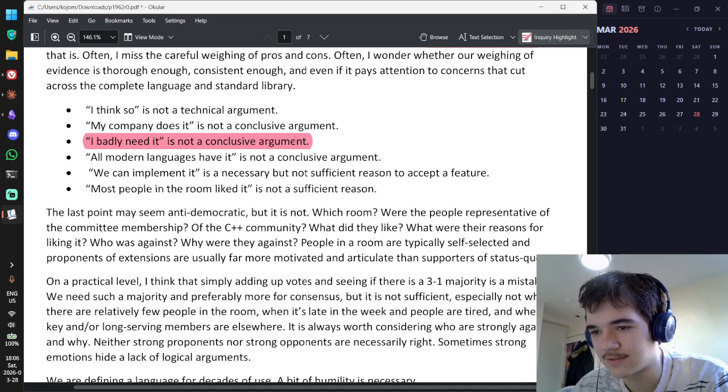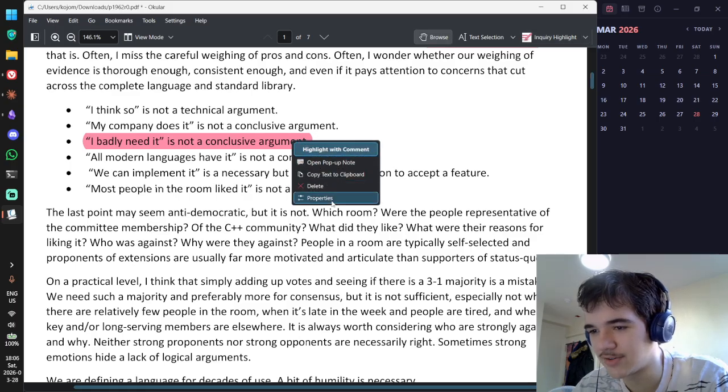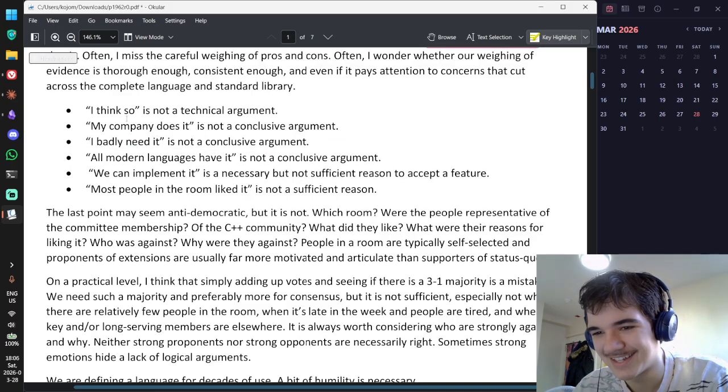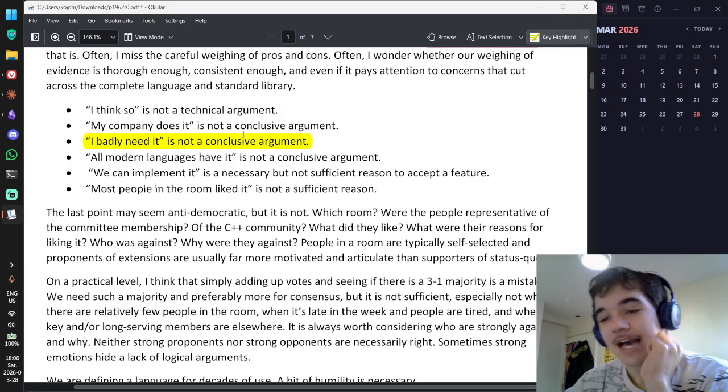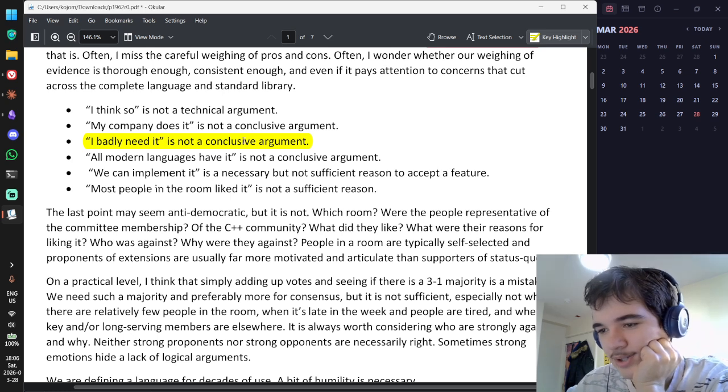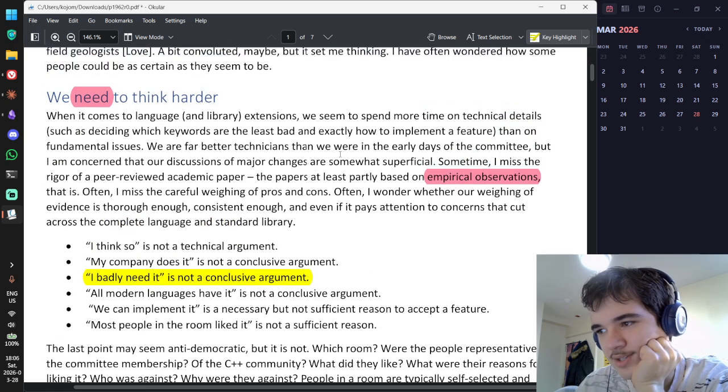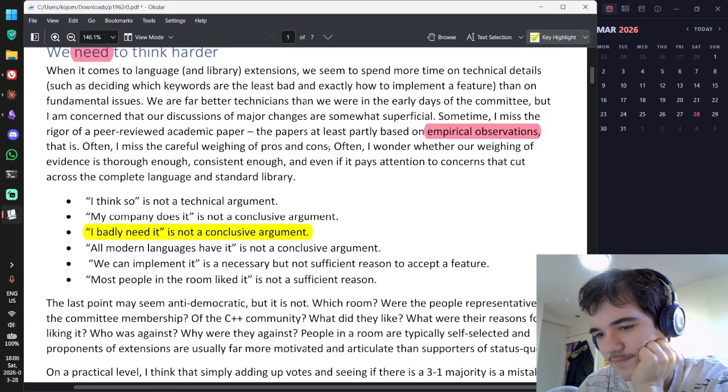Which means I actually want to change the color again. That's interesting, how I keep switching between colors. Okay, all modern languages have it. It's not a conclusive argument. So should I even separate the colors then, or should I just use one?